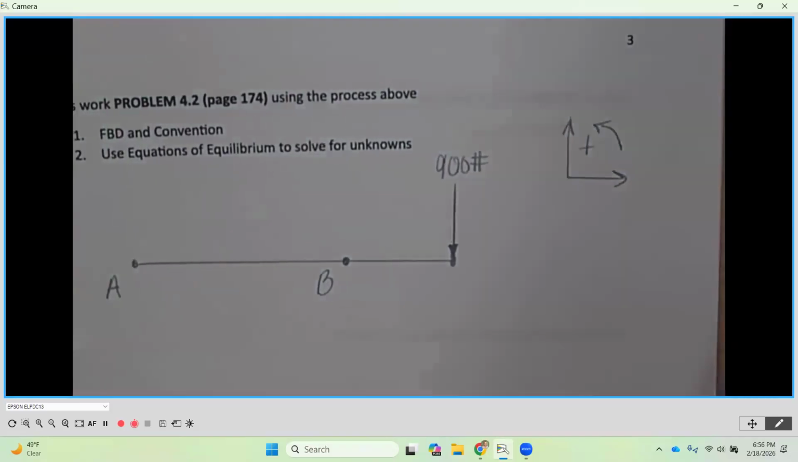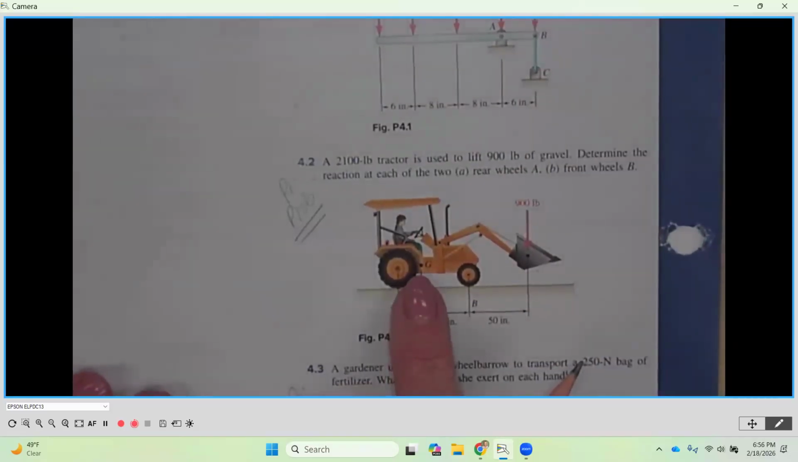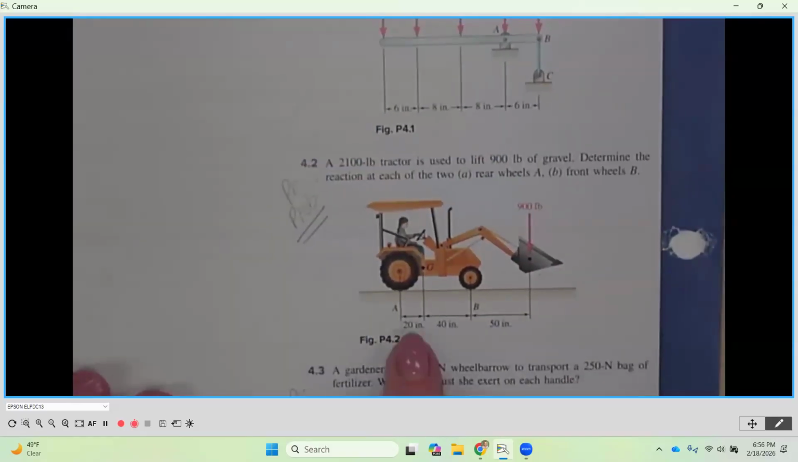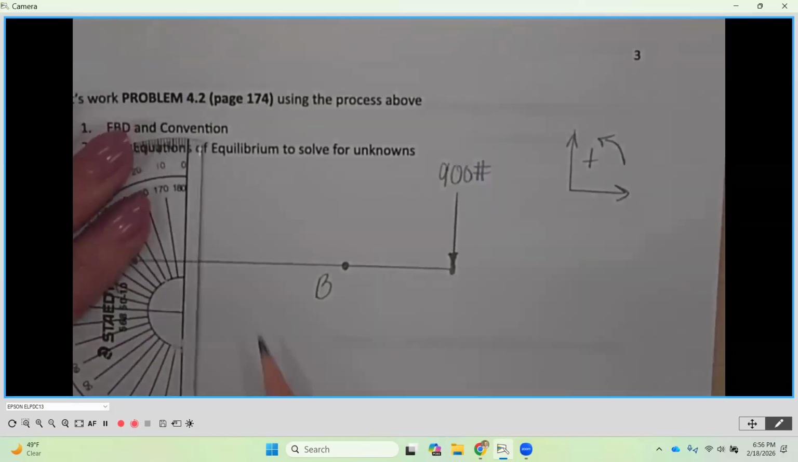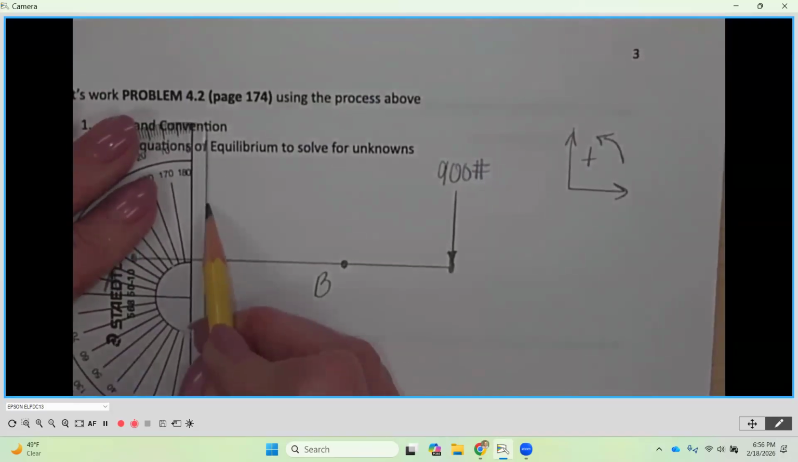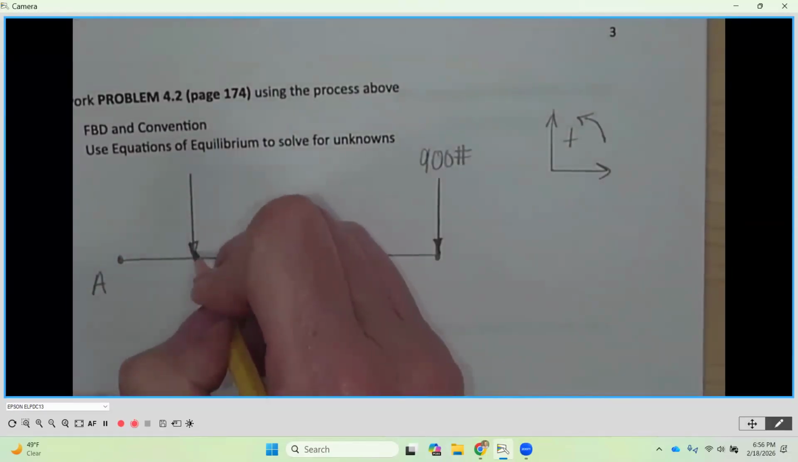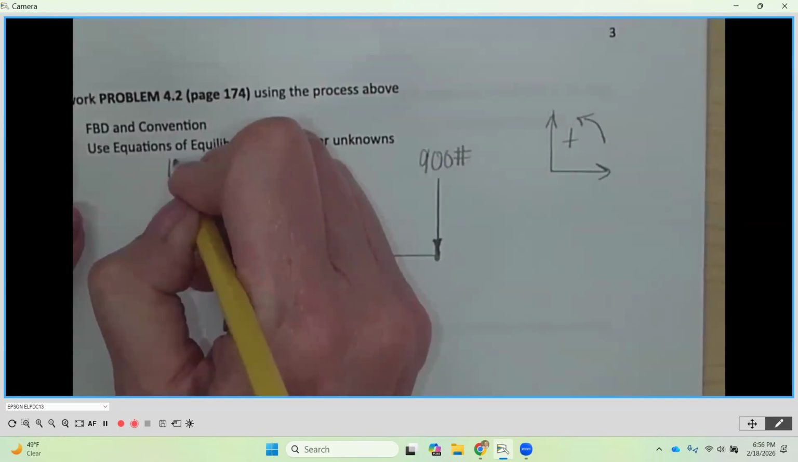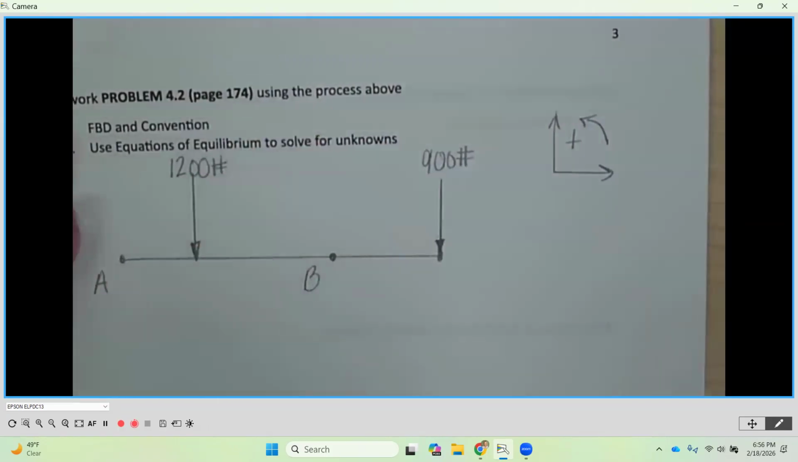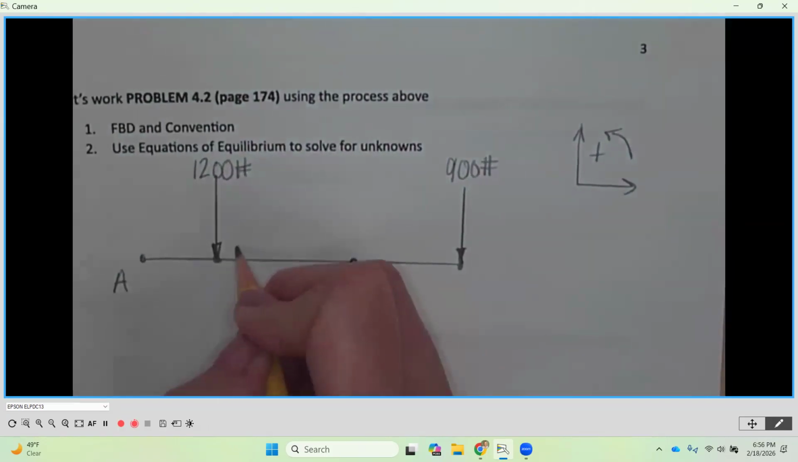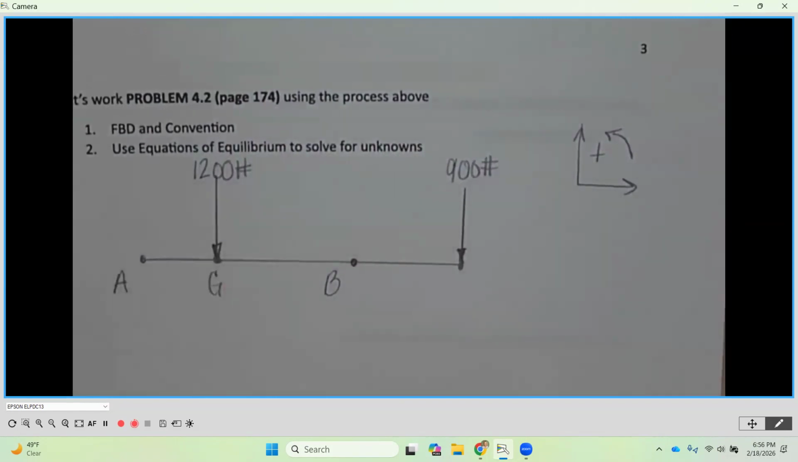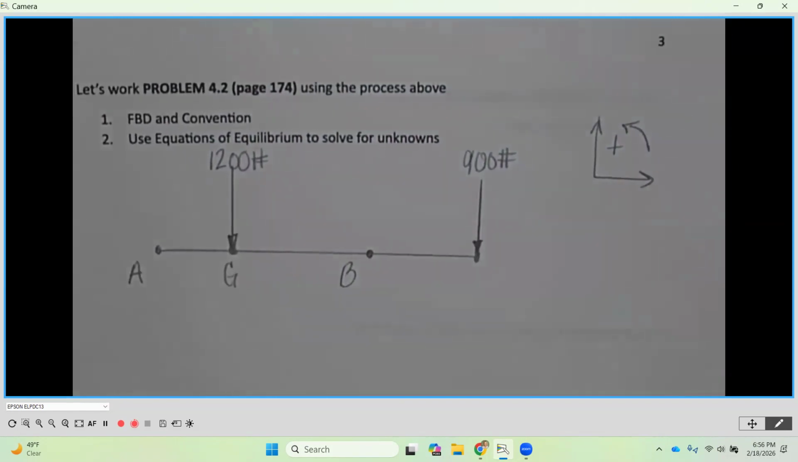The other point that we know is this G, and we know that it's 20 inches to the right of A and then 40 to B. So right about here, I'm going to put that 1,200 pounds. And that's the weight of the tractor. If you wanted to put G here, that's fine to represent that.